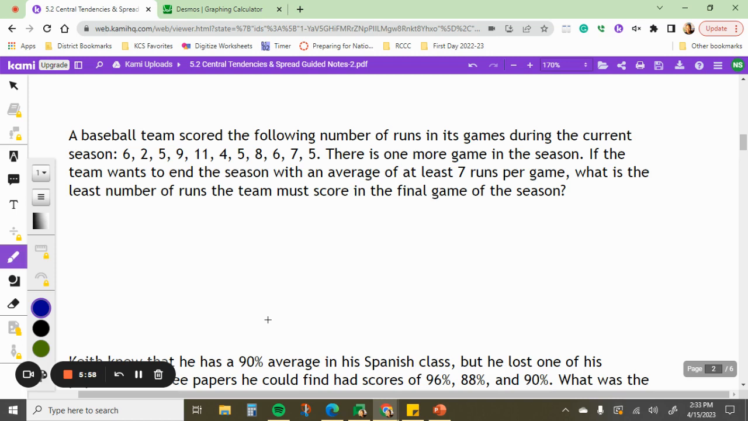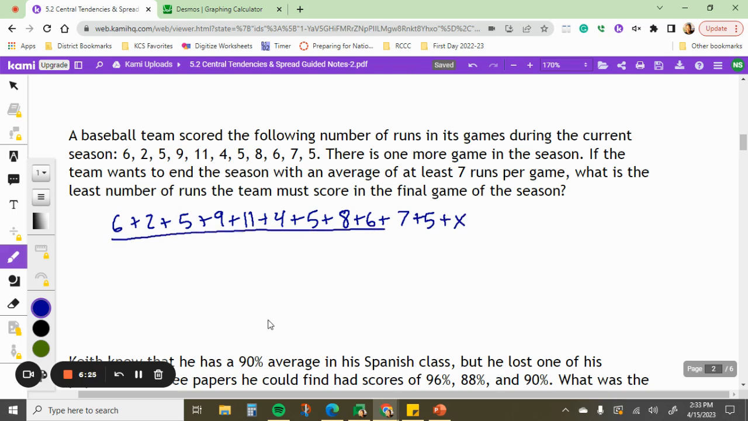So what I'm going to do is add up 6 plus 2 plus 5 plus 9 plus 11 and add up all of those numbers that they gave me, because I'm setting up my average formula, or my formula for the mean. And then I'm missing a score. I want to find out what's the last score. So I'm going to say plus x. And I'm going to divide that by the number of values.